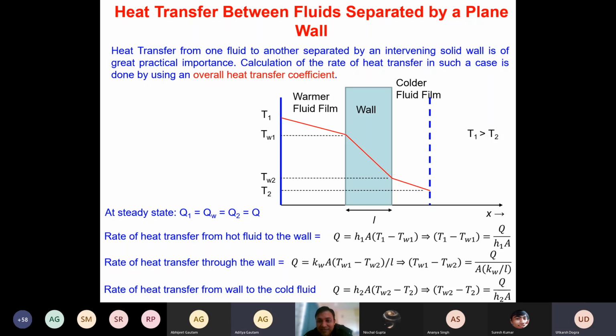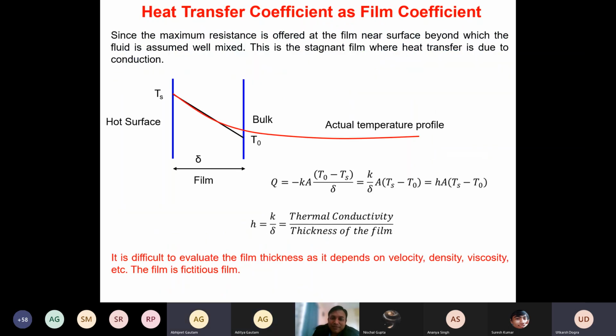So how will we find T1 and T2 then? T1 and T2 are the bulk temperatures. Remember, this T0 is already known. This is a bulk temperature. Whatever the temperature of the fluid you are having, that is the bulk temperature, isn't it? Okay, so that is known. So T1 and T2 are known because they are bulk temperatures.